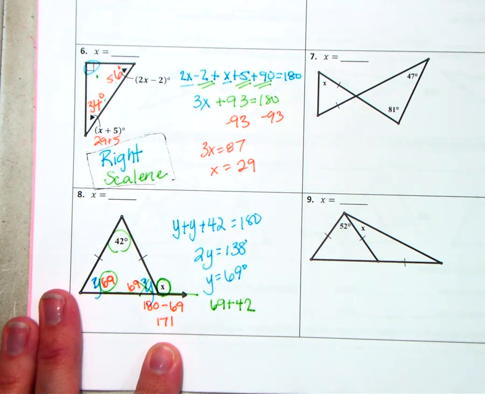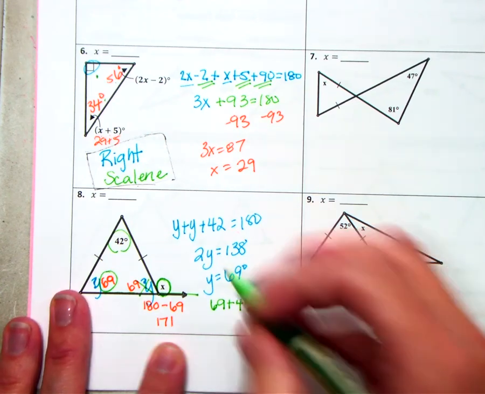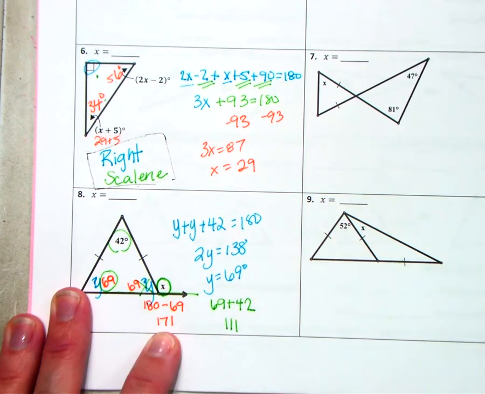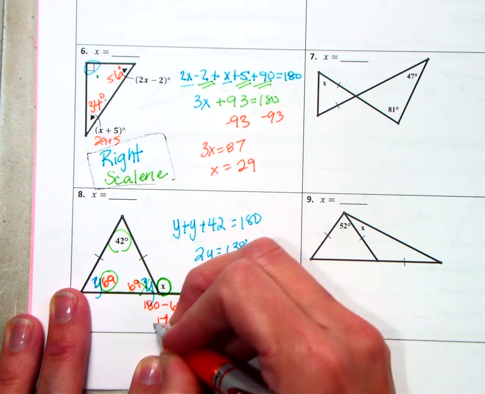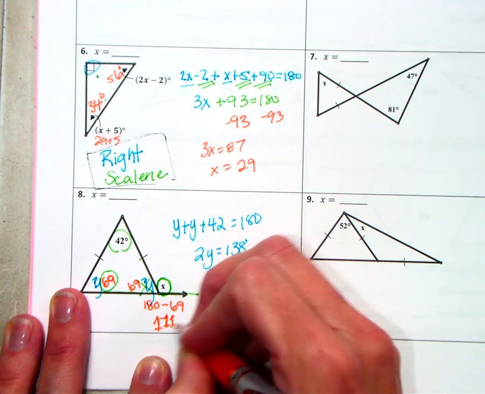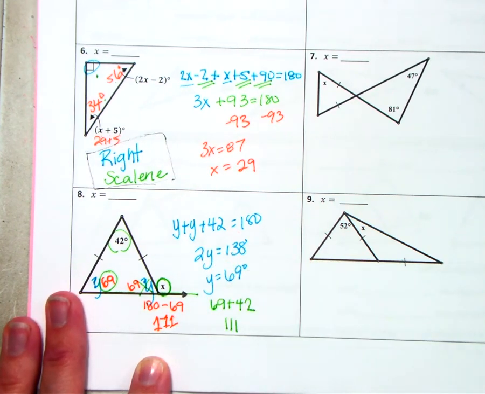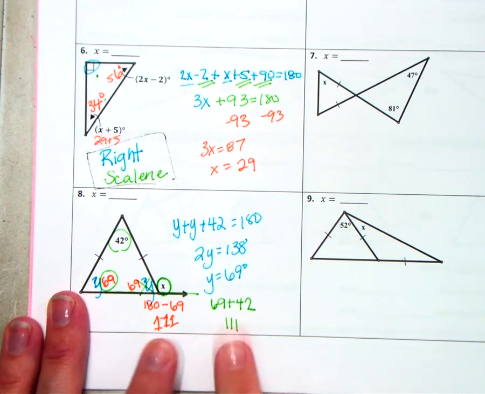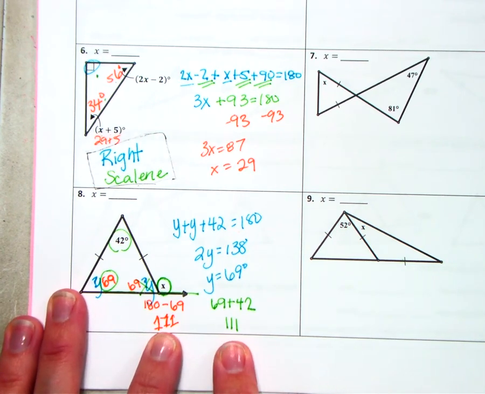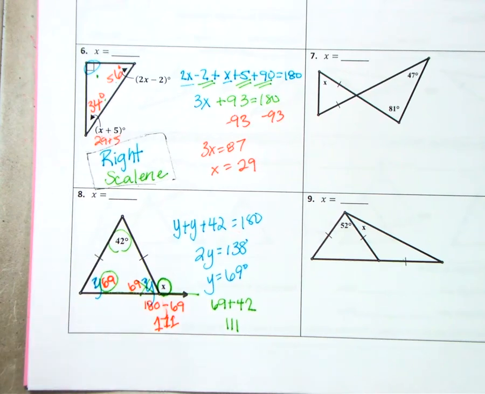Oops, I'm sorry, I wrote this down wrong. No surprise here, this is 111. This is also 111, sorry, my finger was a little off there. That's 111 as well. I only put 9 in there instead of subtracting 69. Sorry about that. Okay, so either way would get you the same number of 111 degrees for x.